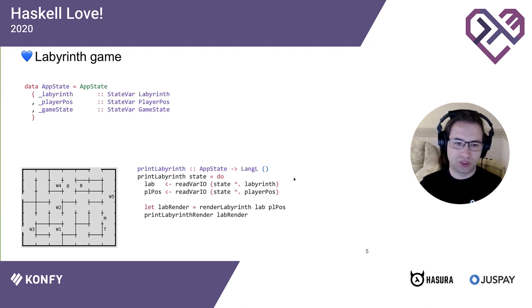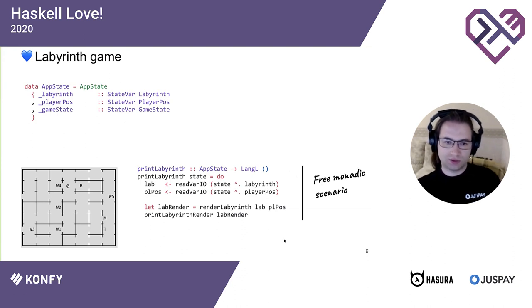For example, you see here on the slide, there is a print labyrinth function, which reads two variables from the application state using the readVarIO function, and those variables are closely related to STM, and we will see how. I think this is very simple code, right? You don't have to know what monad STM is and how to deal with it. You just have some interface and you can use it. For example, the two variables, labyrinth and player position, are state vars, and those state vars are naturally wrappers around the STM variables, and we will see how it works.